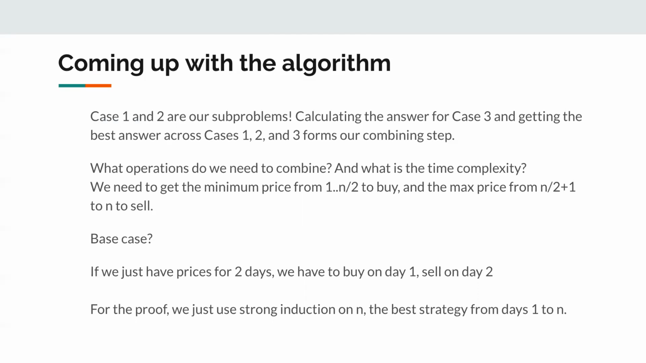Yeah. Before that, we've come up with a recurrence and the combining step, and now, as always, we also have to think about what the base case should be. Logically, you think about when would it not make sense to have a subproblem? If you have one day, you can't really do anything with that, right? So our base case should be if we just have pricing for 2 days, then you have to buy on day one and sell on day two.